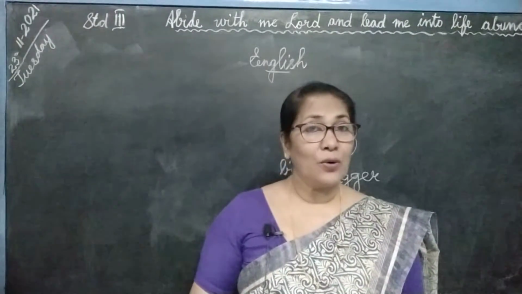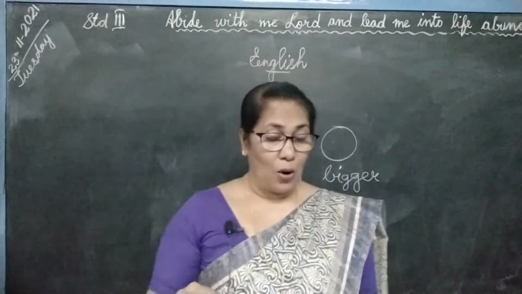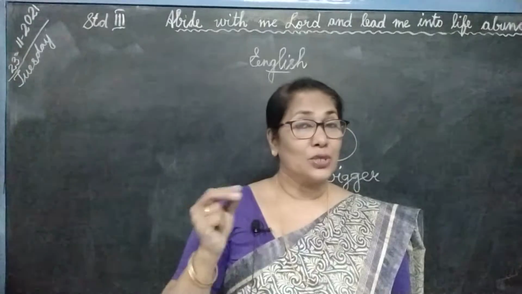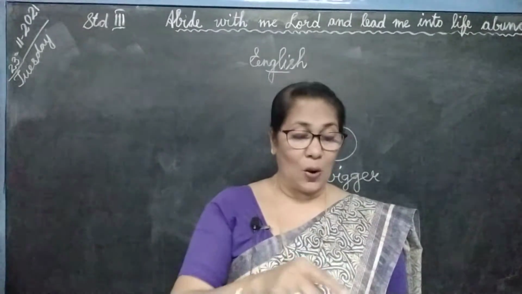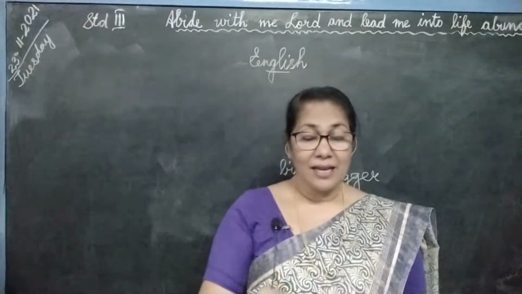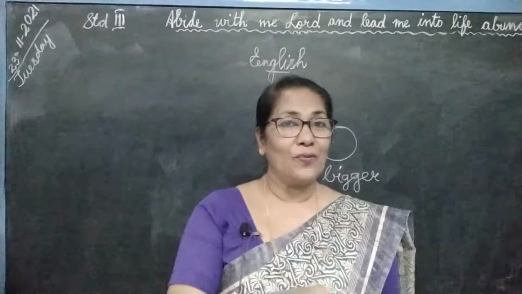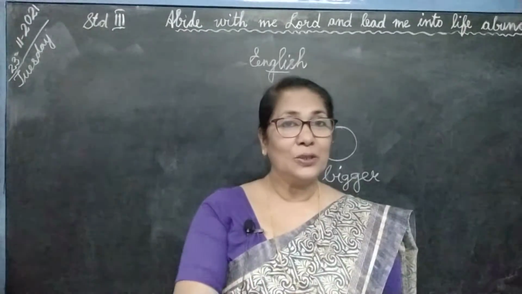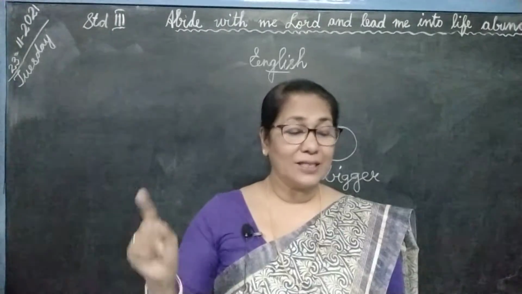Now here how do you compare? I will just tell you. Sumit is tall, Saurav is taller than, see I use the term than here, Saurav is taller than Sumit, and Samir is the tallest of the three children here. Okay, the tallest.